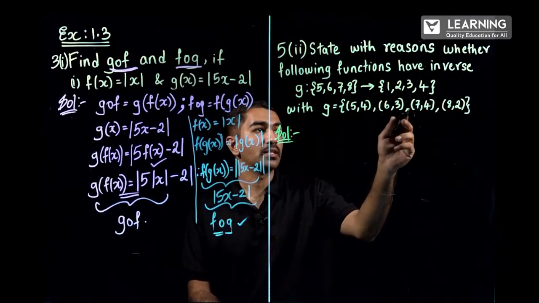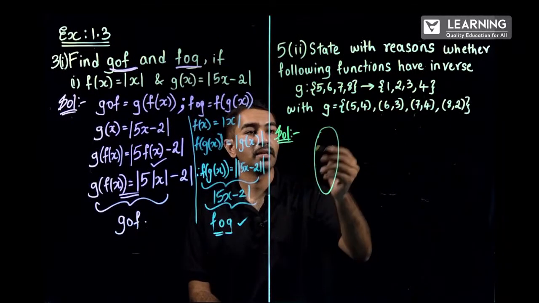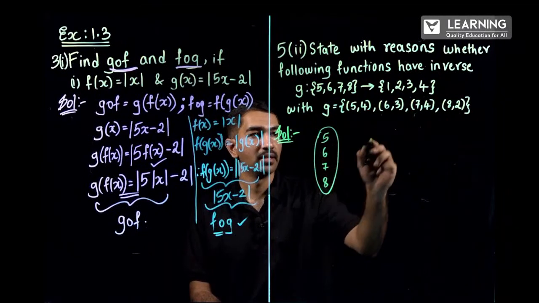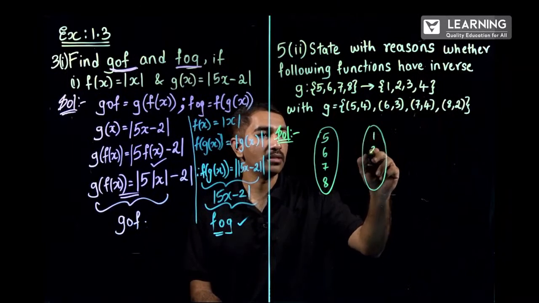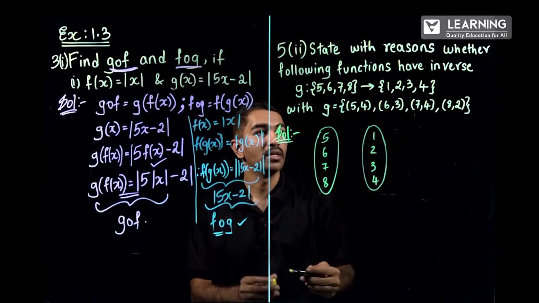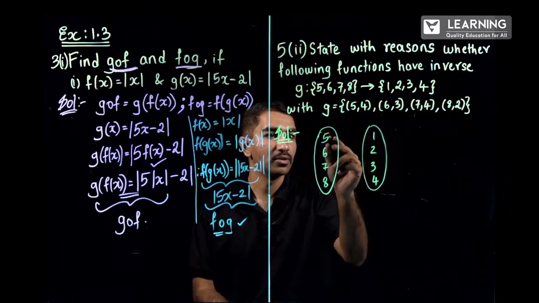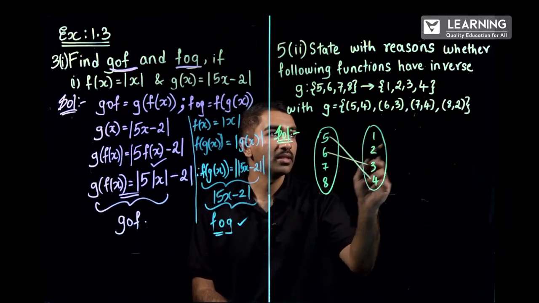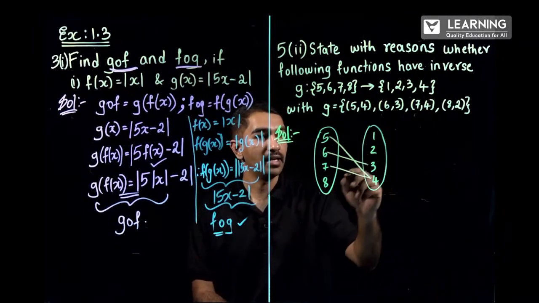g is equal to {(5, 4), (6, 3), (7, 4), (8, 2)}. So here we'll write the domain or the x elements 5, 6, 7, 8. And here we'll write the codomain, that is 1, 2, 3 and 4. We'll try to map now, students. 5 to 4, 6 to 3, 7 to 4 again, and 8 to 2.